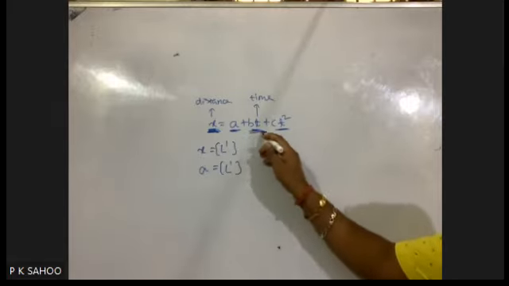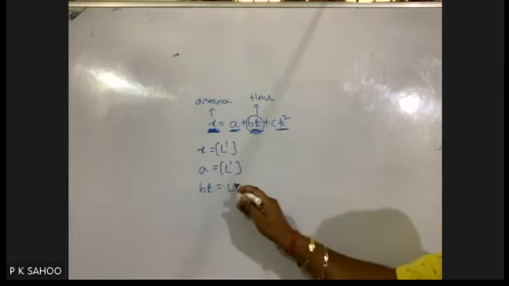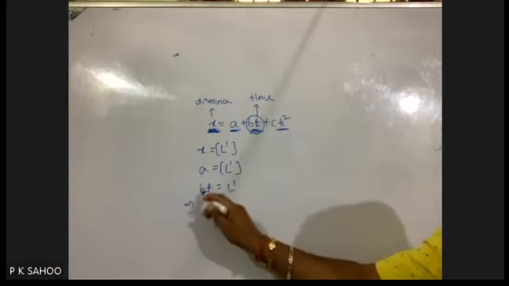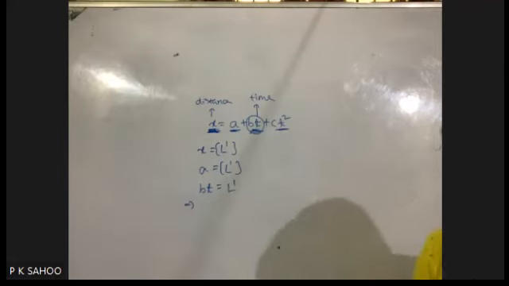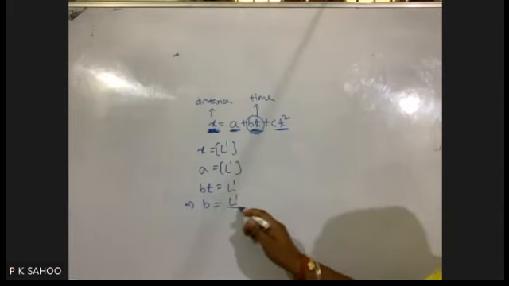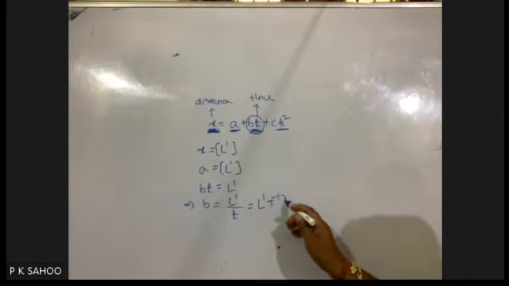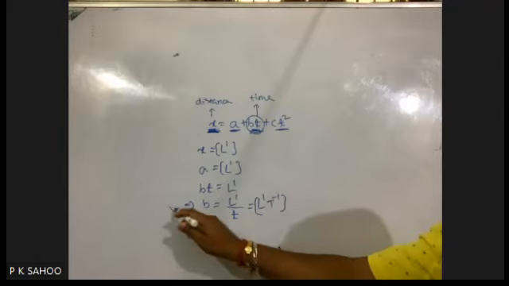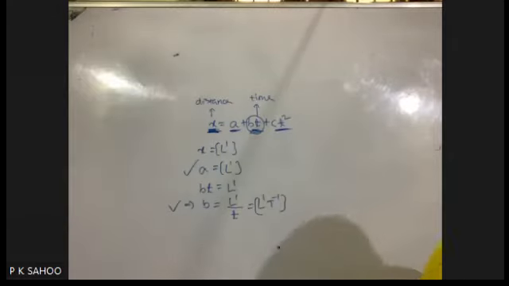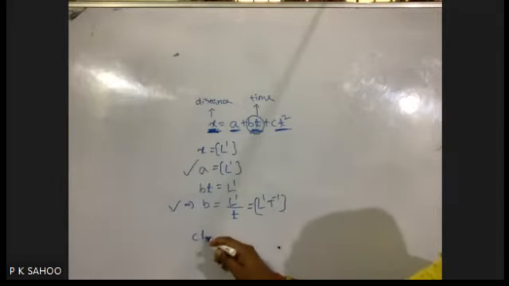Then Bt is one term, combinedly. Then Bt dimension is also L^1. But we need B dimension. So that is L^1 by T, meaning L^1 T^-1. Now we got B dimension, we got A dimension. Then what is x dimension? That is also the Ct square dimension, the same. Then tell me, Ct square is equal to how much?